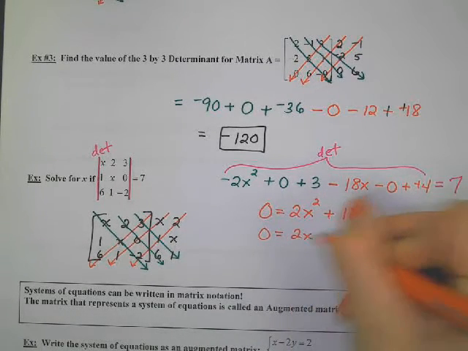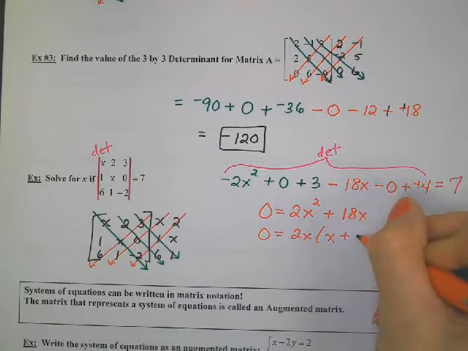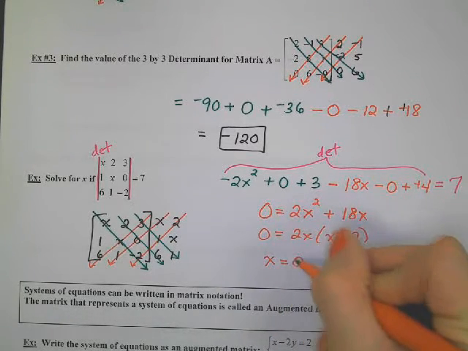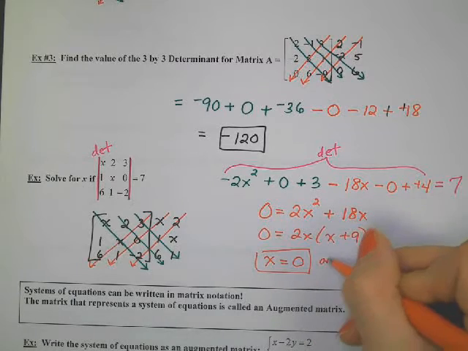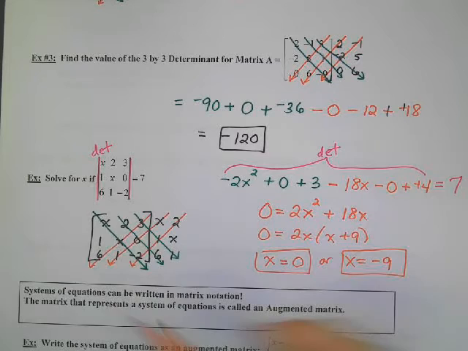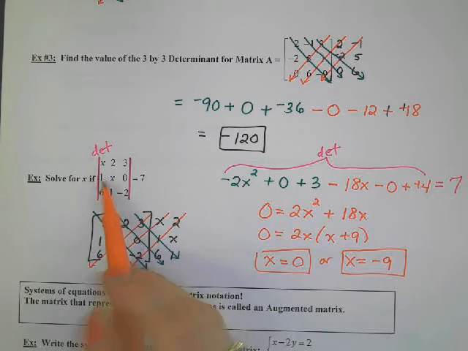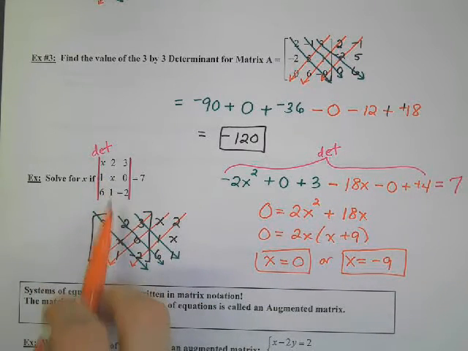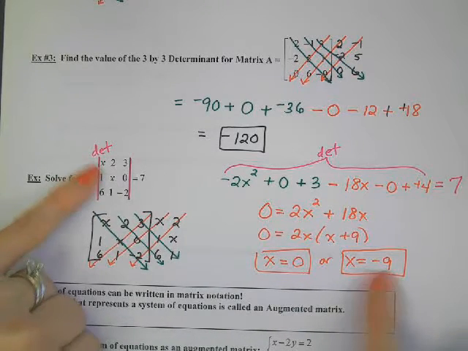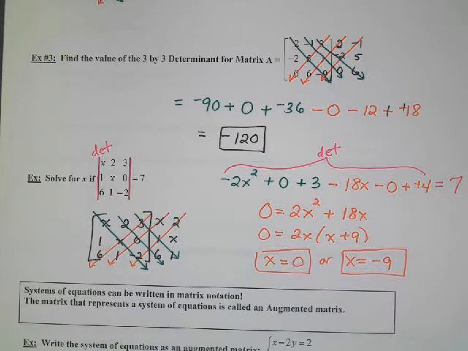I'll factor out 2x. That leaves us with x plus 9. So there are two values here. X could either equal 0 or x can equal -9. If you replaced these values in this matrix with zeros and did the determinant calculation, you'd get a 7. Or if you replace those values with -9, the determinant calculation would also equal 7. Okay, that's as far as we're going to go with determinants being either 2 by 2 or 3 by 3.